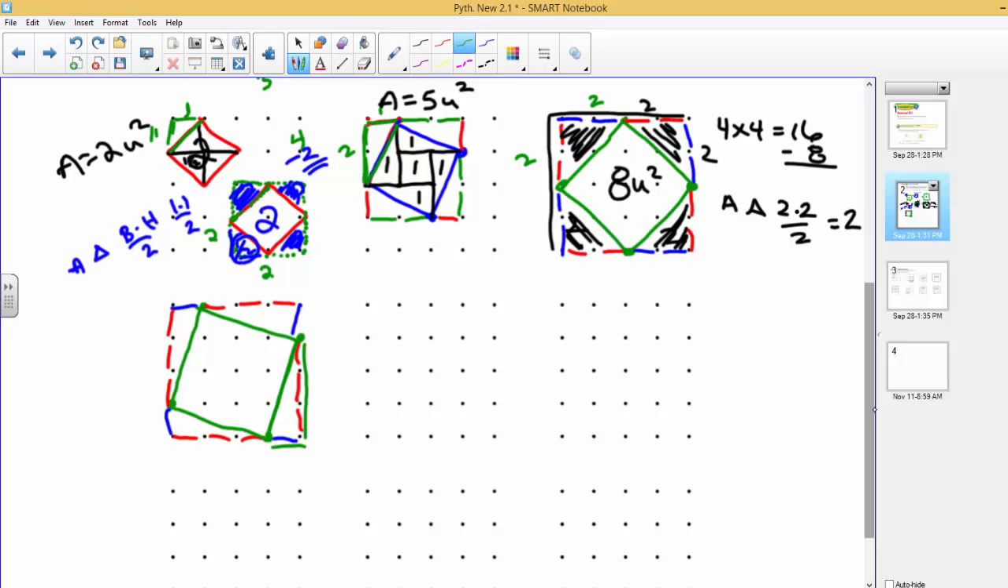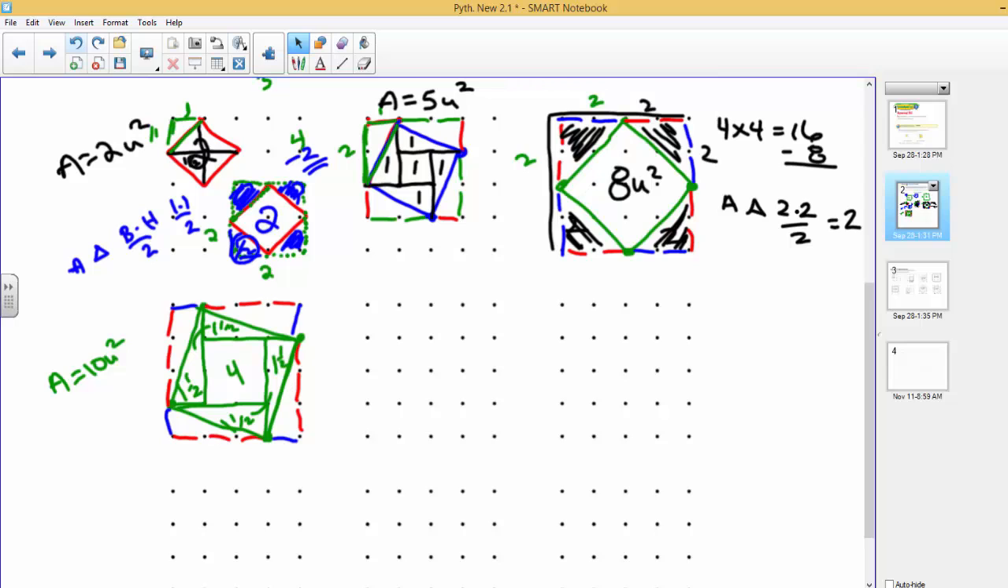So one way to find the area is to break up the inside. This would be a 1, 2, 3 by 1 triangle. That's 1.5. Each of the four triangles is the same, 1.5. And the middle box is 4. So this is 3 and 3, which is 6, plus 4 is 10.